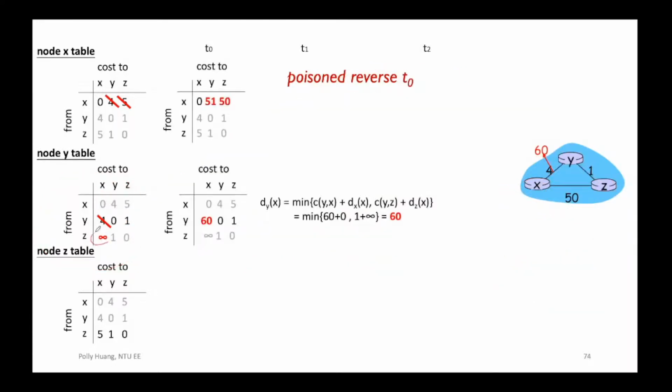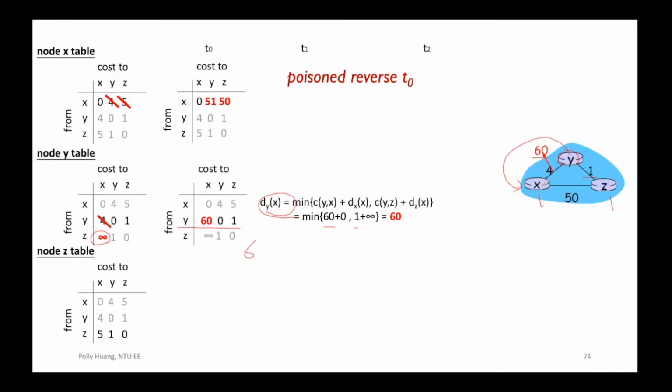With Zx now being changed to infinite, the way we calculate Y in iteration T0 will be different. dyx particularly is the entry with a different value. It was previously 6, but now let's see how it's going to look. From Y to X, there are two possible neighbors, X and Z. The link cost to the first neighbor and to the second neighbor are 60 and 1.